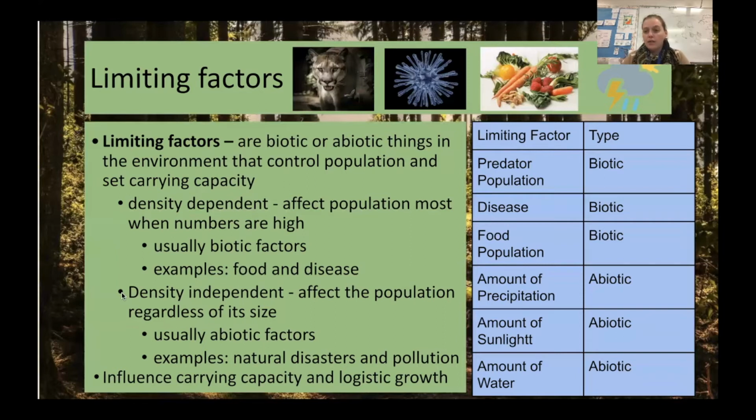Could also be the amount of sunlight coming through a canopy, for example. But these are going to control the population regardless of its current size. So if a hurricane were to come through, it's going to destroy some individuals of that population, regardless of how big it is. The size of the population doesn't really have any effect on whether or not that hurricane is a big hurricane or a little hurricane. So those are density independent, and they will influence your carrying capacity and growth.